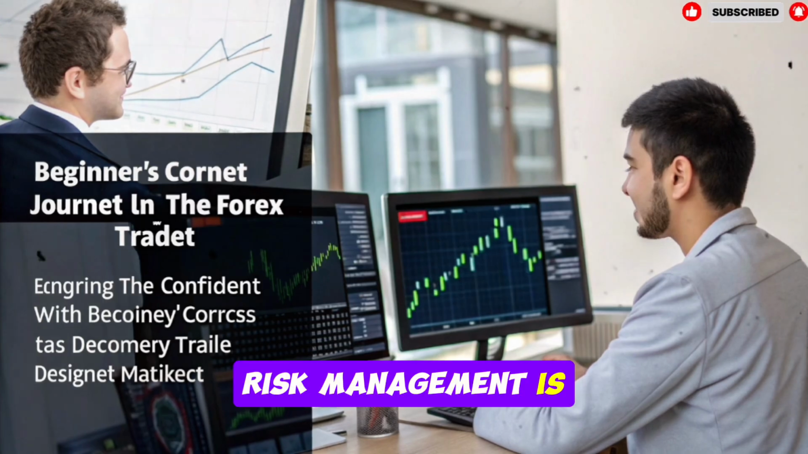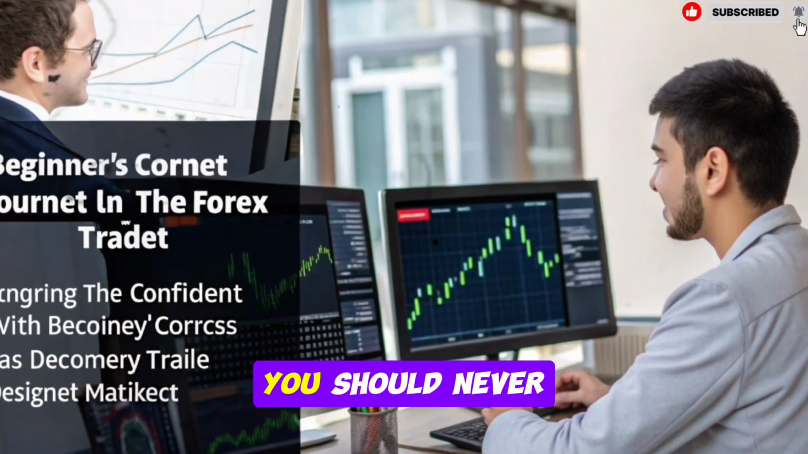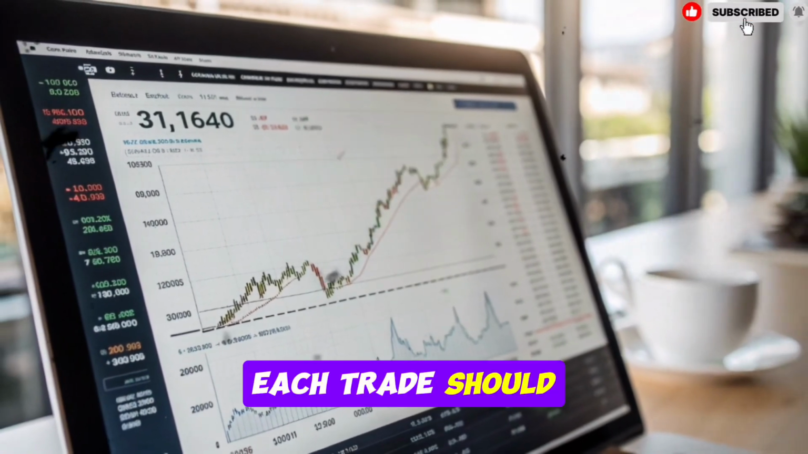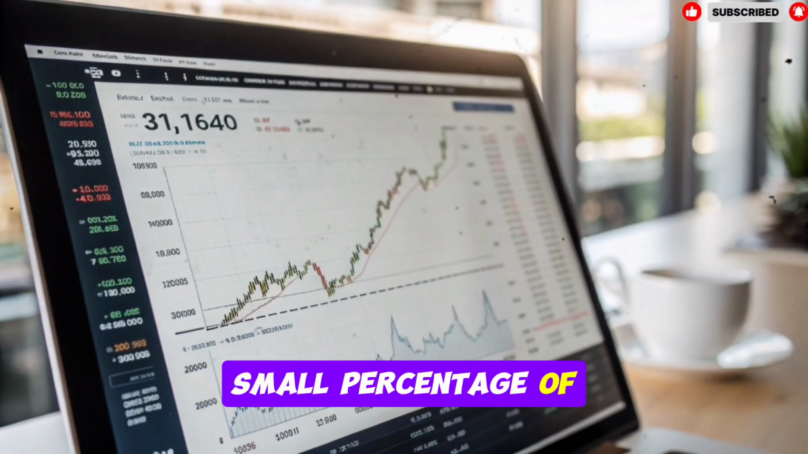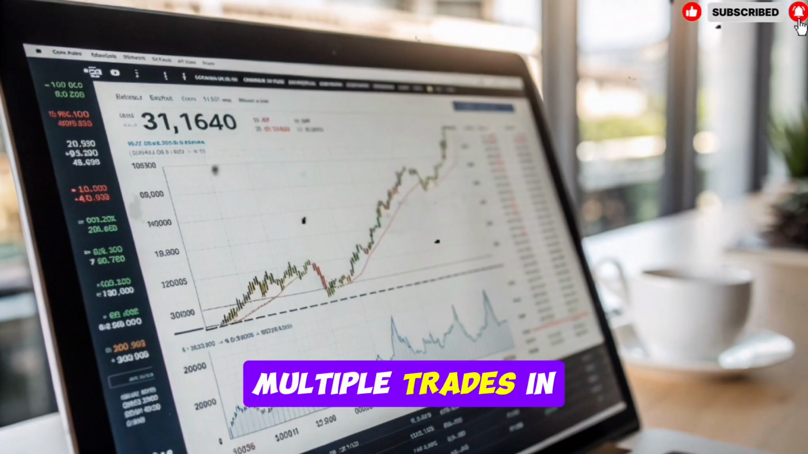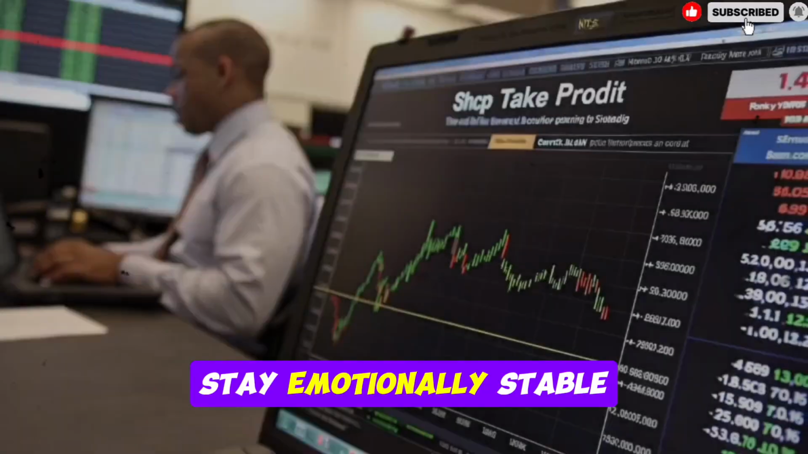Risk management is what separates traders who last from traders who blow their accounts. You should never risk money you cannot afford to lose. Each trade should risk only a small percentage of your account. This way, even if you lose multiple trades in a row, your account remains safe and you stay emotionally stable.